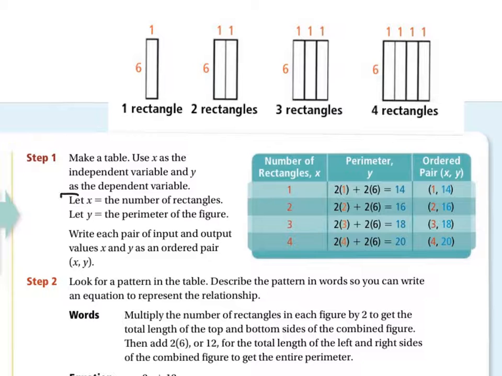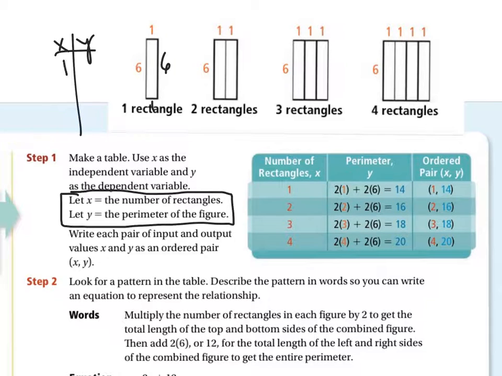Instead of equals, they should really say represent. So you'd say let X represent the number of rectangles, let Y represent the perimeter of the figure. So if you look, the first one has one rectangle, and the perimeter, remember, goes all the way around. So the perimeter all the way around that would be 14. So we could have 1, 14. If you wanted to, your table could just be like this, 1, 14, okay?